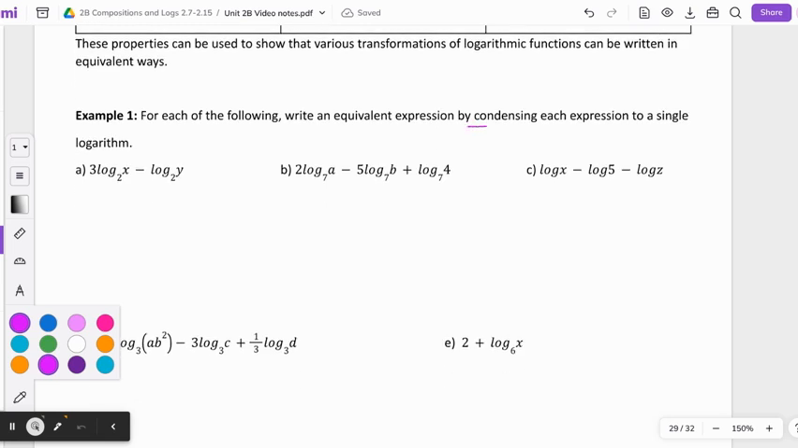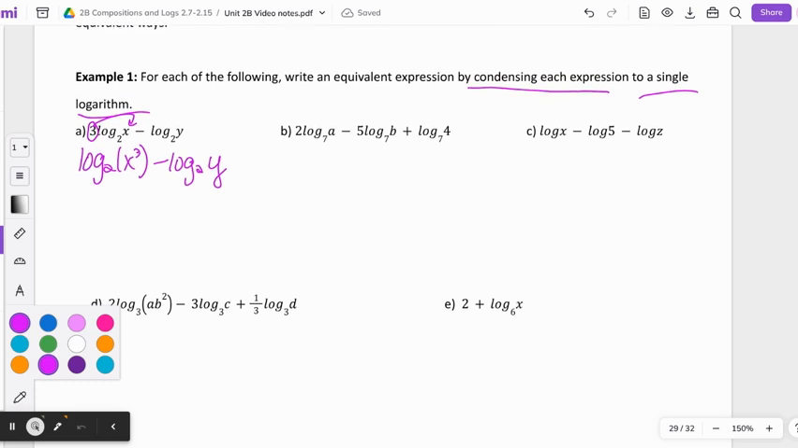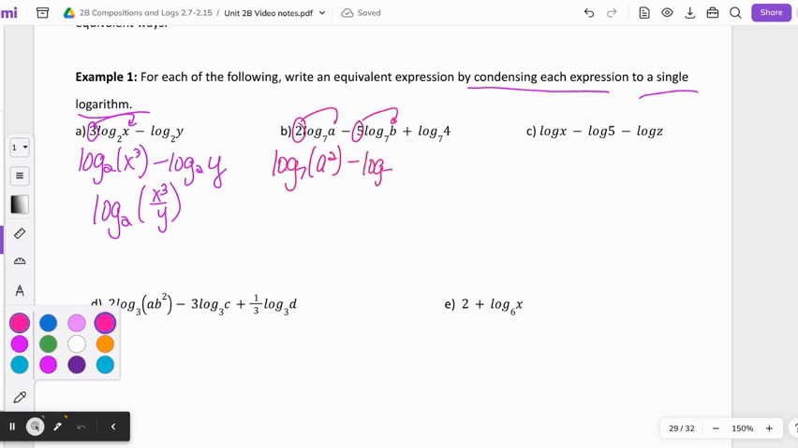So we are going to be condensing each to a single logarithm. The first thing I always look for are coefficients. I know that those would end up being exponents. So this would be log base 2 of x cubed. Then, because we have two logs being subtracted, it's really log base 2 of their quotient, x to the third over y. And you should put it in parentheses because now it's a large quantity that we're taking the log of. All right, for b, we've got some coefficients, so they will be exponents. So a squared, b to the fifth, and that's still this log base 7 of 4.